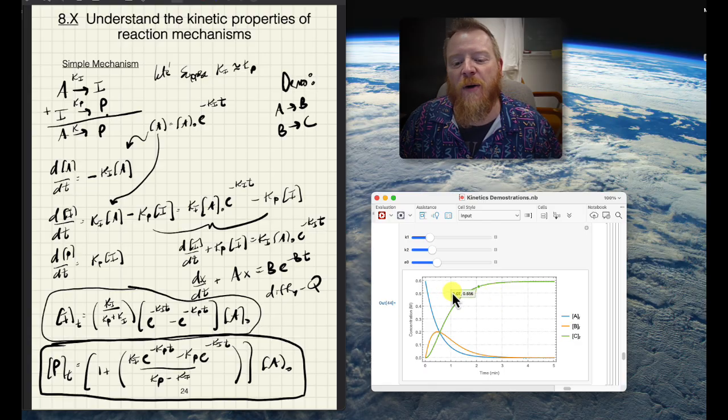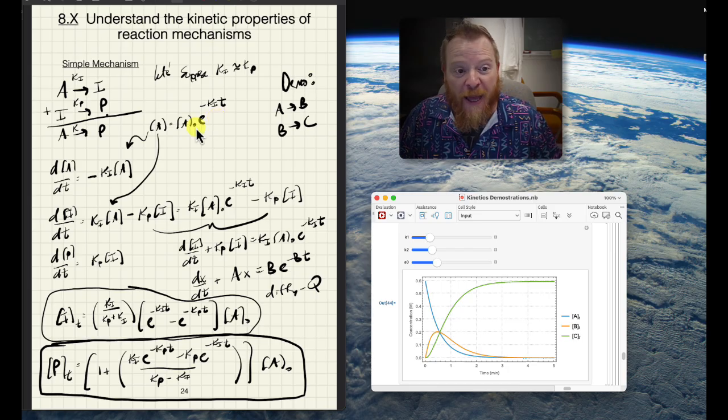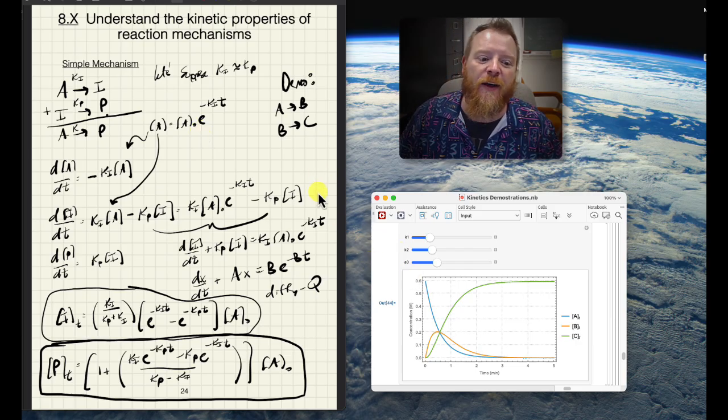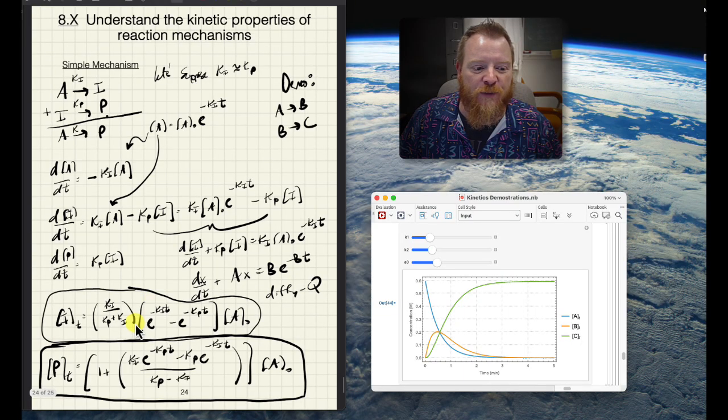What's important to note, however, is A is still decaying in its regular old first order pattern. So nothing too complicated has happened with A. But in this simple mechanism, right, with no clear rate determining step, the kinetics for our intermediate and the kinetics for our product get complicated. Okay, we'll continue on with this in the next video.